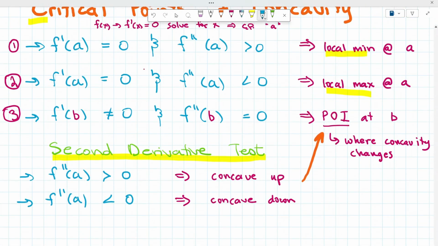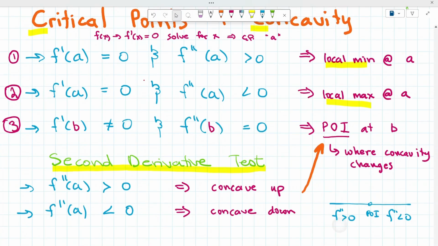Let's write that out over here. Say we have some number line, and we have our point of inflection. On one side, let's say our second derivative is positive. That means on the other side of that point of inflection, our second derivative has to be negative. By definition of the point of inflection, the concavity changes on either side, meaning our second derivative is going to have to change on either side.